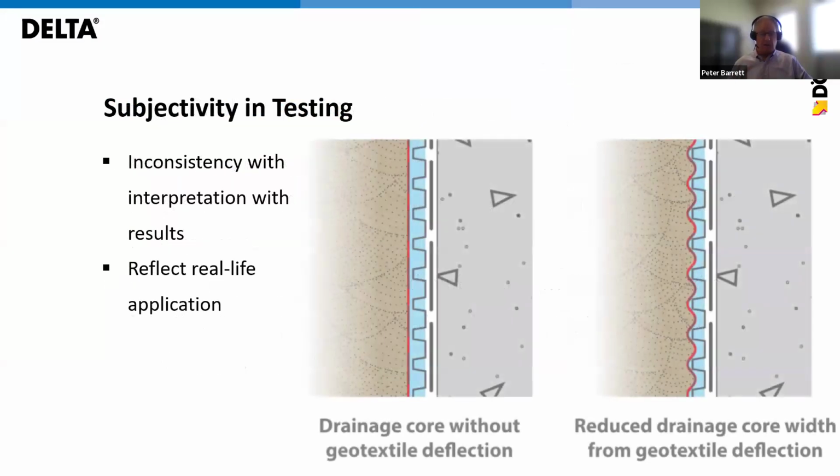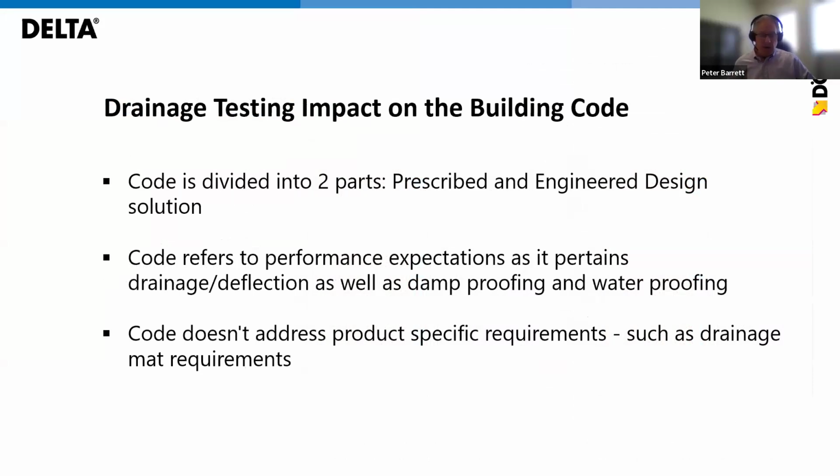Get to the correct page again, subjectivity and testing. So, drainage testing impact on the building code. Code is divided into two parts, prescribed and engineering design solution. The code refers to performance expectations as it pertains to drainage and deflection, as well as damp proofing and waterproofing. What it doesn't do is give specific product or prescriptive product requirements, such as a drainage mat. It won't say that you must install a drainage mat. It will say that you must have drainage.